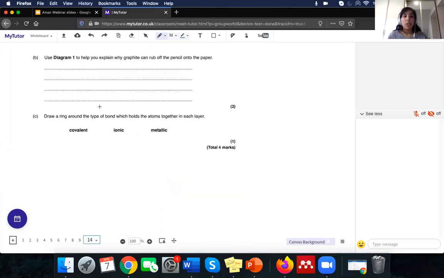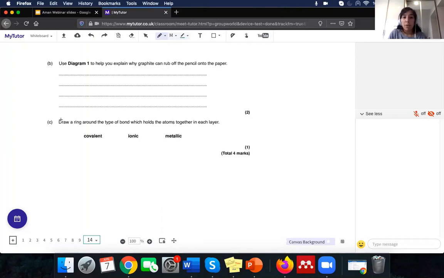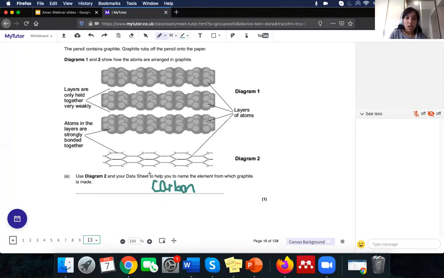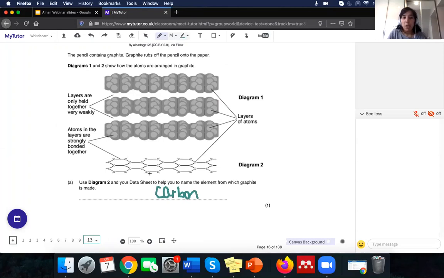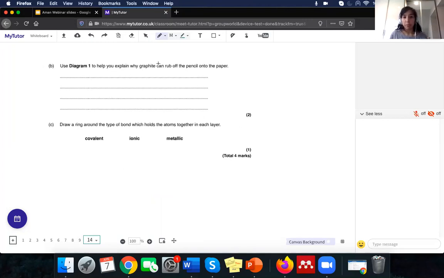Okay. It says, use diagram 1 to help you explain why graphite can rub off the pencil onto paper. So why can we rub off the pencil onto paper with graphite, using its structure? I'll go back to the structure here. Does anyone know why we can use graphite to rub off onto paper? Excellent. So the layers can slide over one another, and it's because of those weak intermolecular forces that the layers can slide over one another. So the 2 marks come from the layers of carbon atoms can slide over one another, and that's because of the weak intermolecular forces.